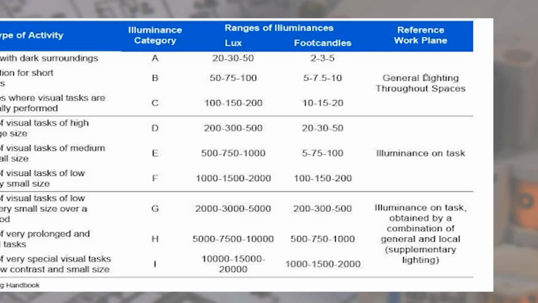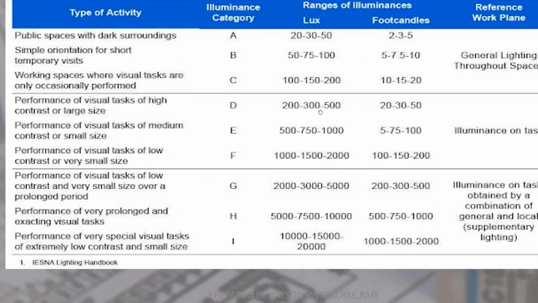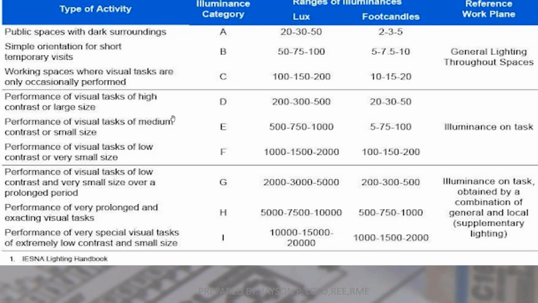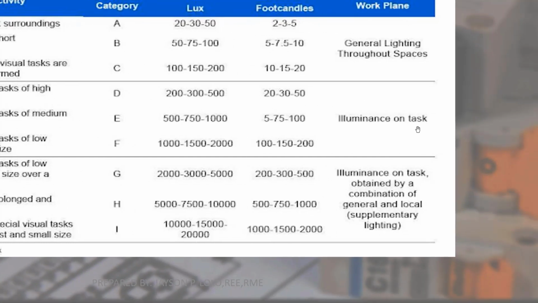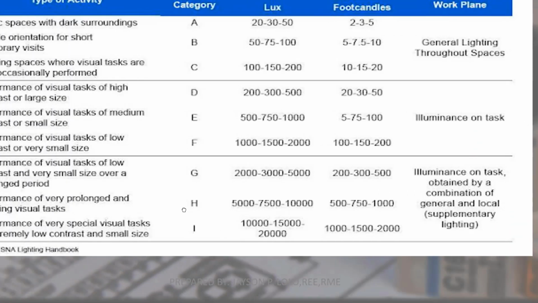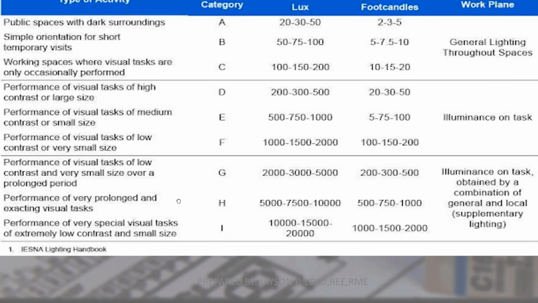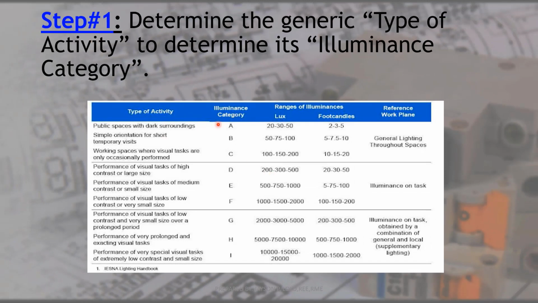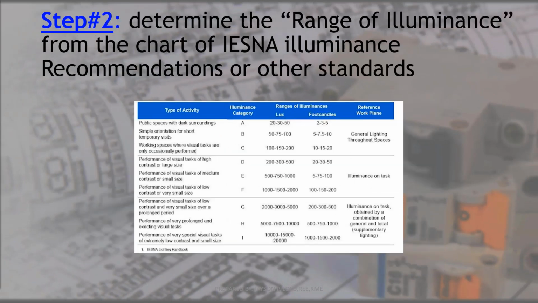For general lighting, we are using general lighting throughout spaces. For occupancy, for offices, or commonly for task users, it is illuminance on task, preferably at the height of the table. The last part is illuminance on task obtained by a combination of general and local lighting. This is part of a working station, just like repair shops, workshops, and laboratories. If you're familiar with this table, we can now proceed to step 2.